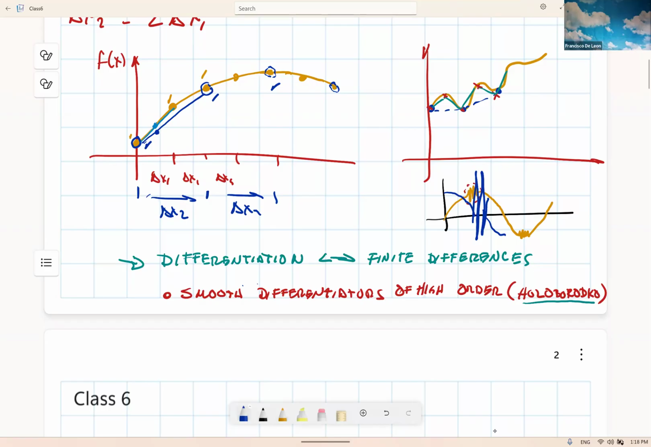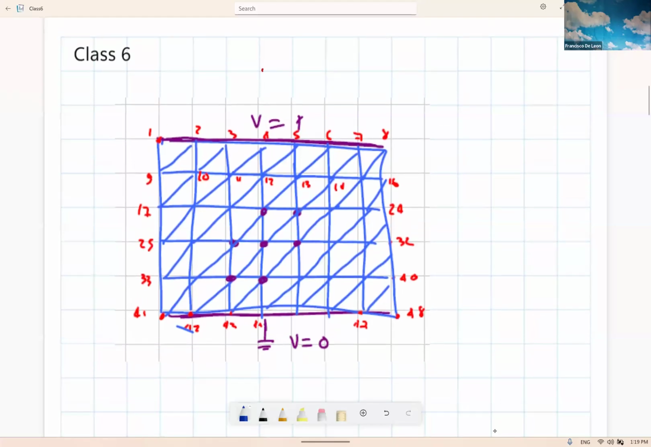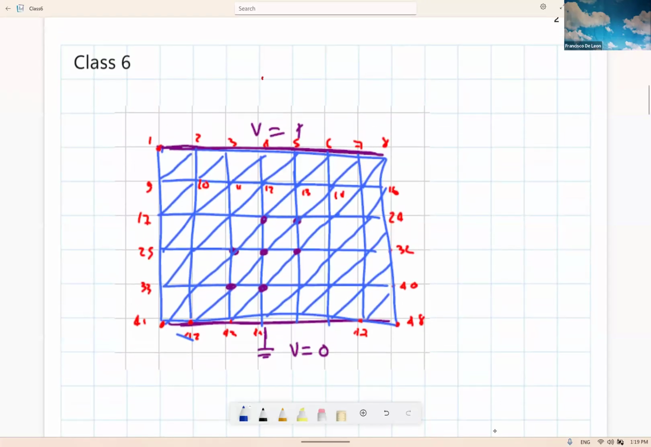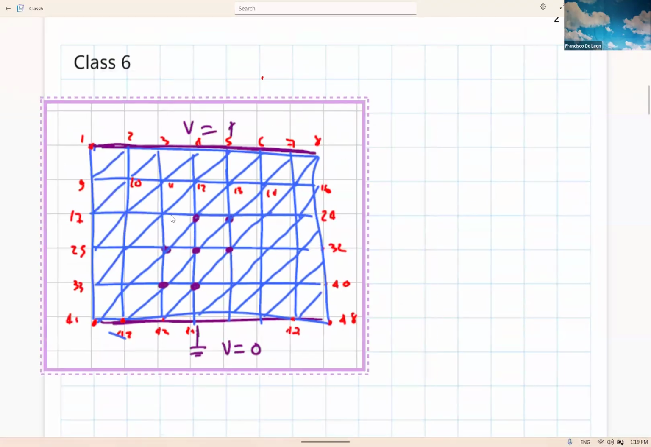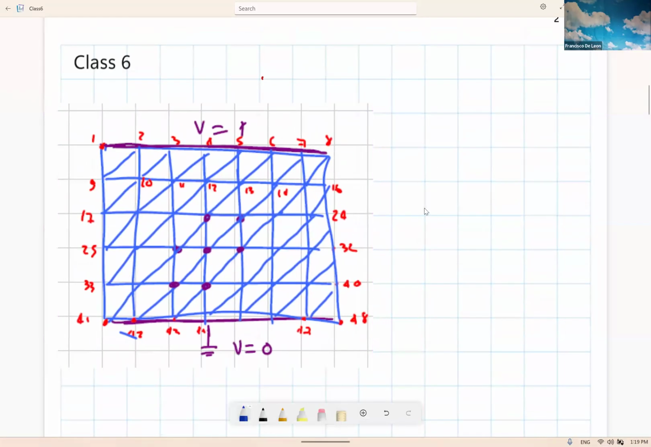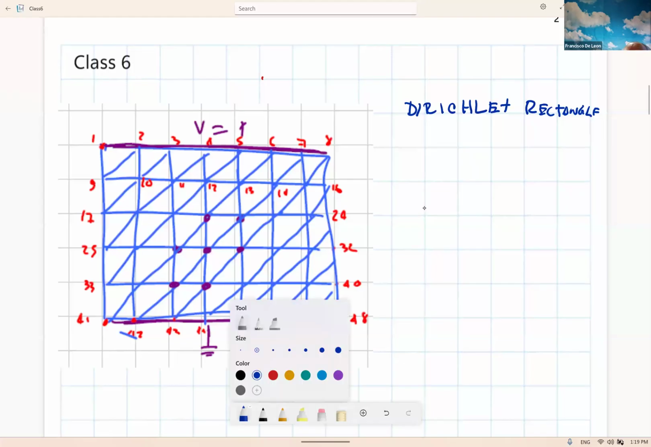All right. Okay, now I'm going to start with class 6. And I think the example that I want to take even has a name. This is the Dirichlet rectangle. This is a classical example that those who solve problems analytically use as the typical case.